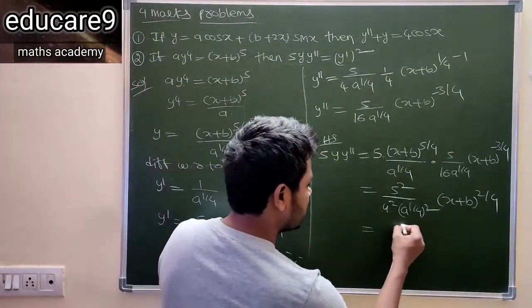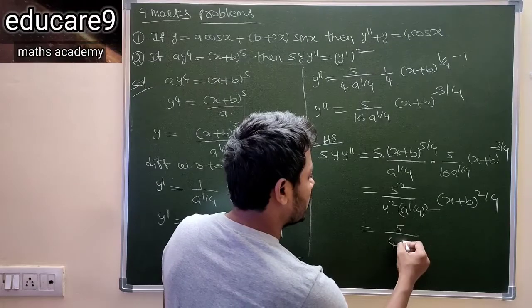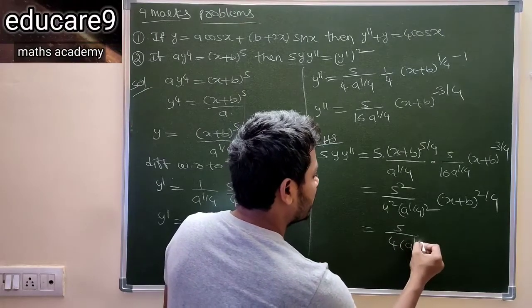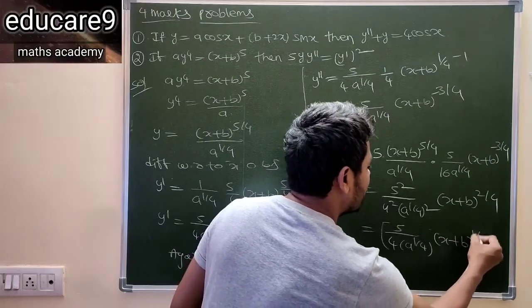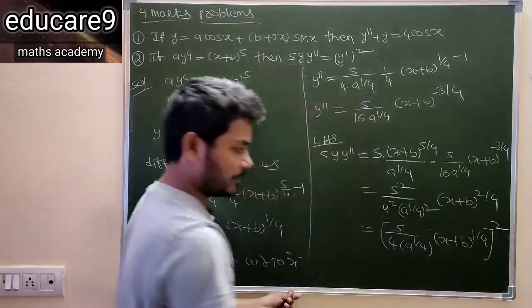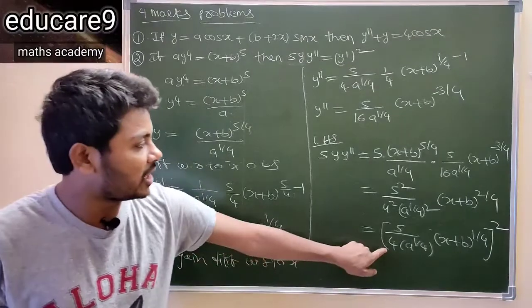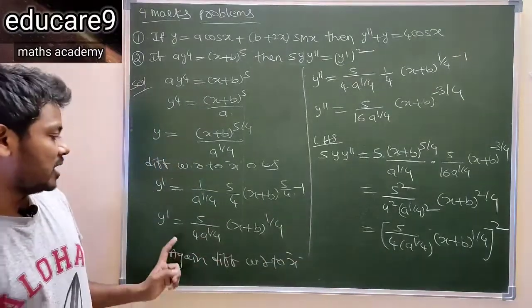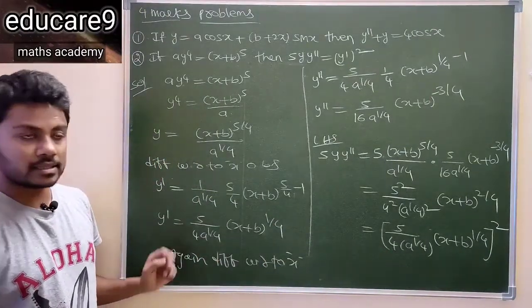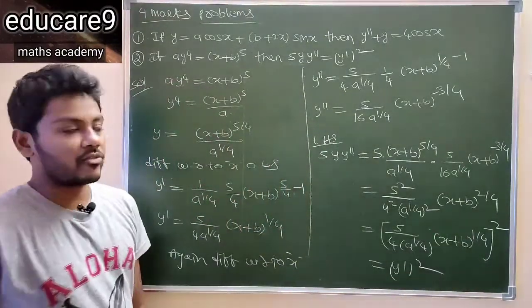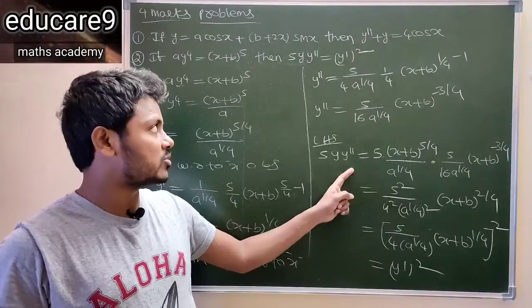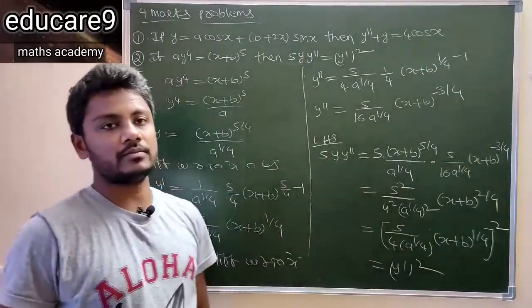Simply this can be written as 5 by 4 into a power 1 by 4 x plus b whole to the power of 1 by 4, whole square. So clearly what is this value? This value is y dash, so y dash whole square. Therefore 5y y double dash is y dash square.